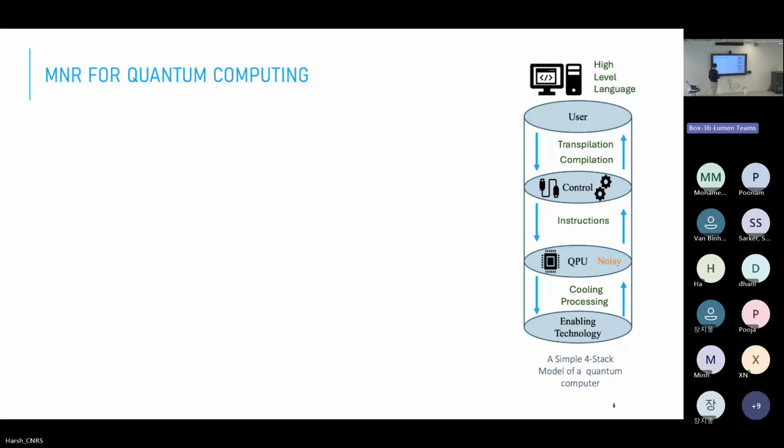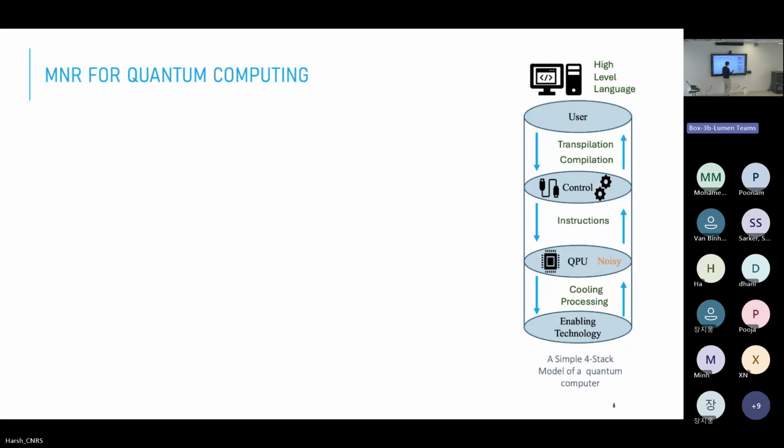And the caveat is, as in the case of classical computing, quantum computing is also not a single box that you work with, but there are various layers or a stack representation of a quantum computation, where the actual computation happens on the level of the QPU. So you typically have a noisy QPU, and then you have some enabling technologies such as cooling technology or readout or control electronics and so on.